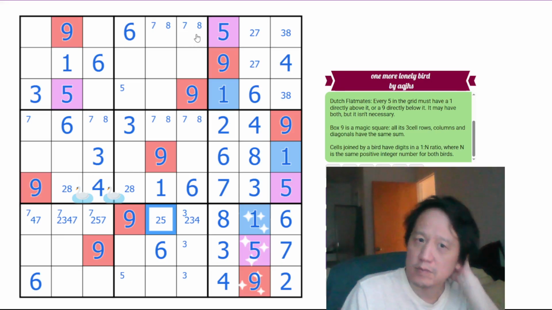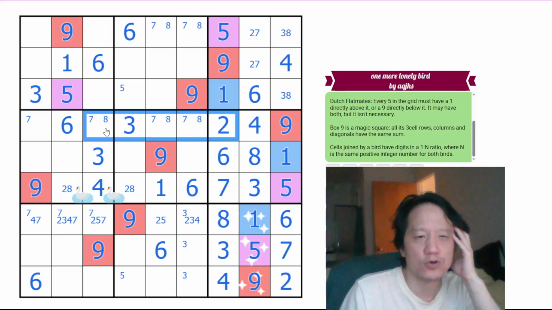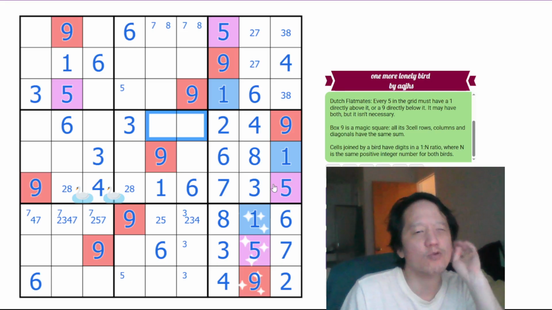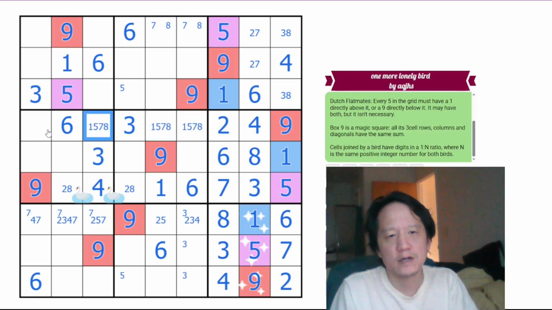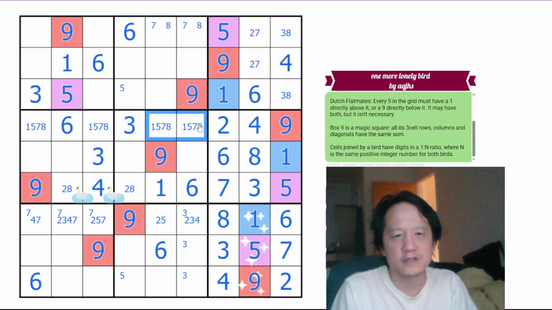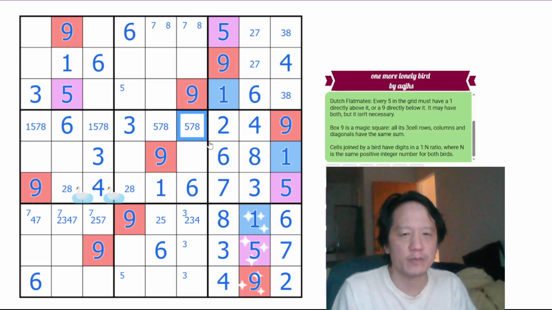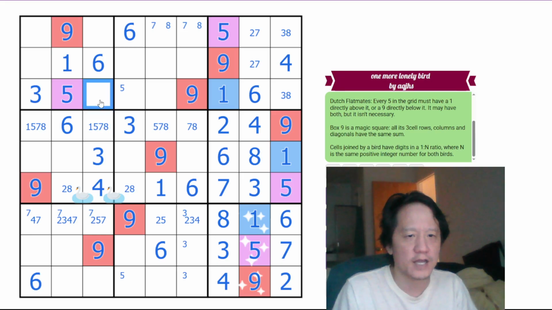Okay. What are the remaining digits for row? Let's look at row 4 and row 5. We have 1, 5, 7, 8 remaining in row 4. And these can't be 1. This 5 would not have a 1 above it or a 9 below it, so this can't be 5. This 5 would have a 9 below it, so that's possible. This 5 cannot have a 1 above it. This 5 cannot have a 1 above it, and it can't have 9 below it. So 5 cannot be here.